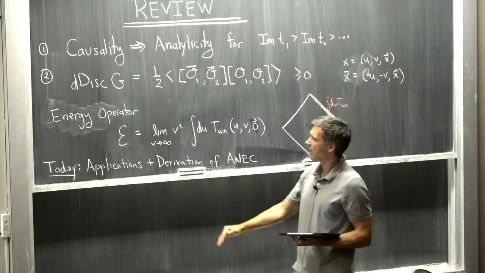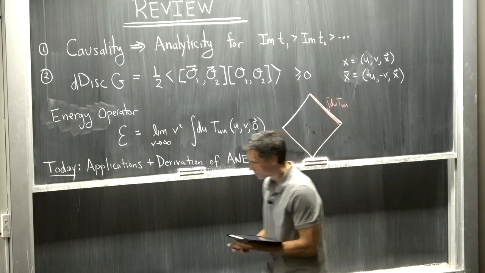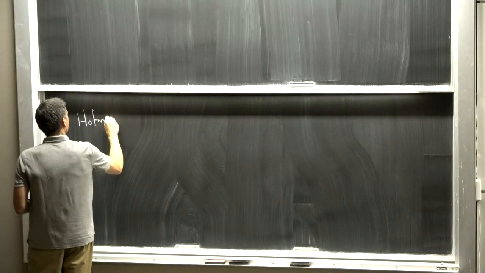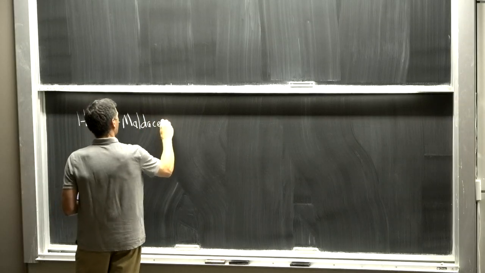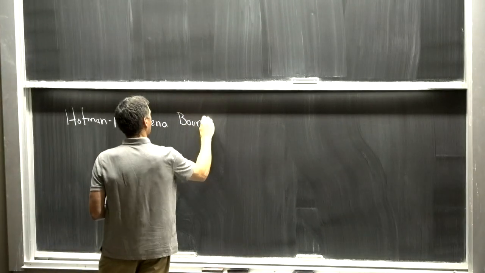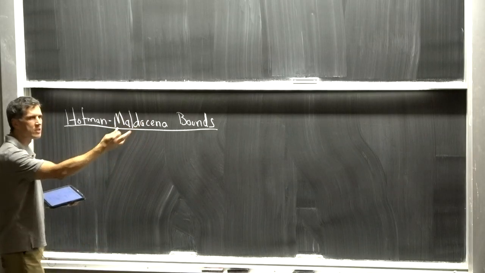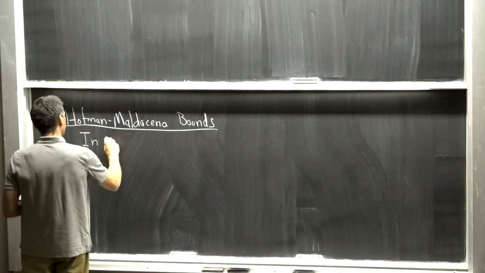Today, we're going to talk about applications of the ANEC and then the derivation of the ANEC from causality. So the application that we'll discuss is the Hartman-Maldacena bounds, which are a famous application of the ANEC to conformal field theory. The idea is the same as these energy correlators that we talked about before. We're in the context of a CFT.